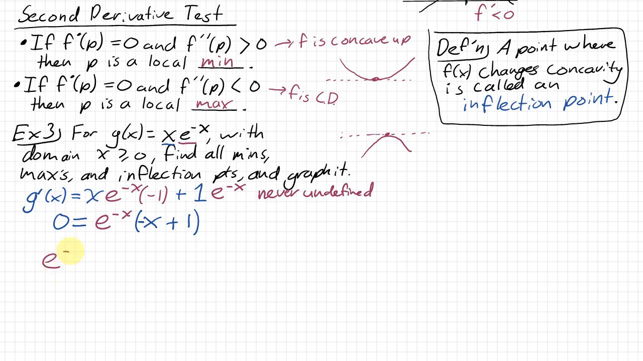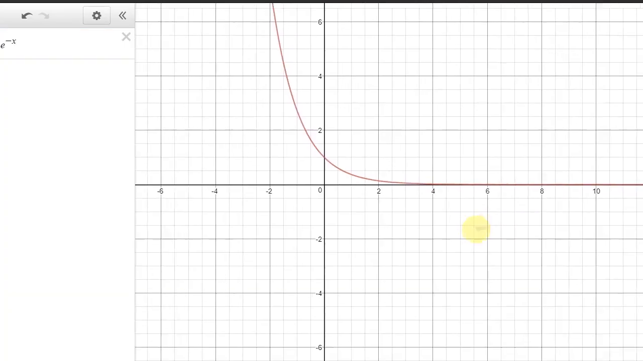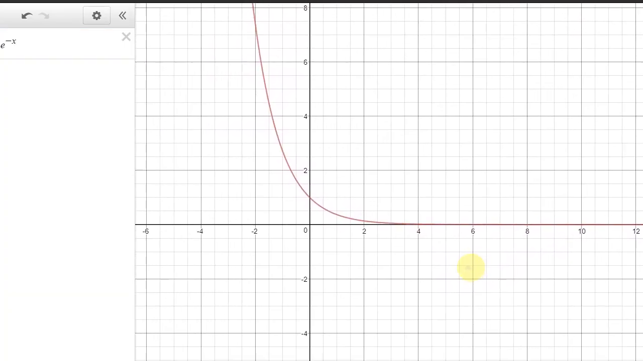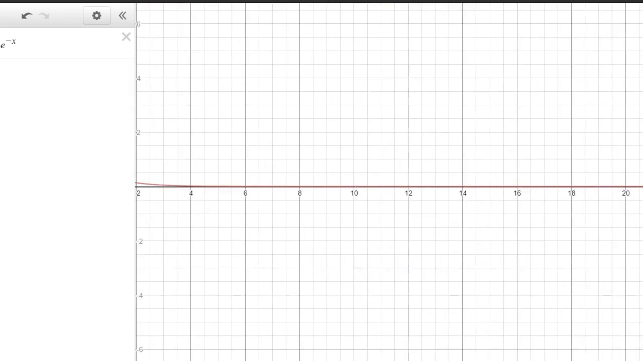So e to the negative x actually is equal to 0 never. Let's just look at a graph of e to the negative x first to make sure of that. Here's a nice graph of y equals e to the negative x. It's like a regular exponential function, just turned around from left to right. So you can see what happens here is it gets very close to 0. This is approximately 0 here, but not quite. So yeah, it's actually e to any power, it doesn't matter what, is never 0.